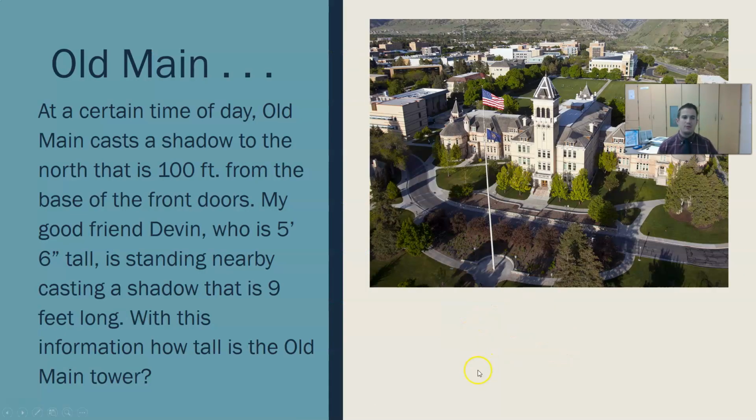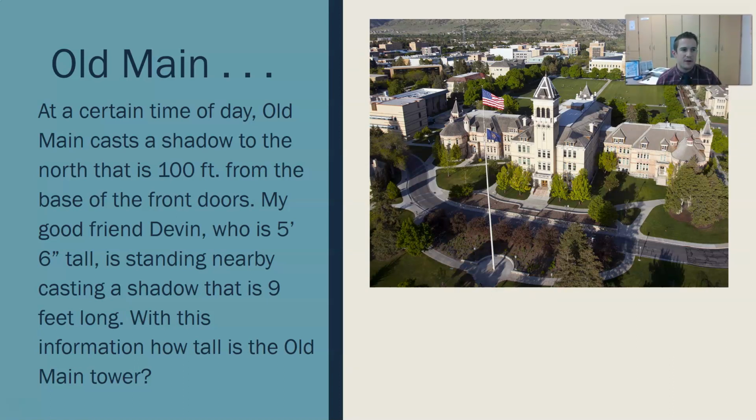Okay, last problem I want to show you. This is a problem that I kind of actually did. So anybody, if you're familiar with Old Main, up at USU campus in Logan, Utah, Old Main is one of these really old buildings on campus. It's the one with this A up on top. So at a certain time of day, Old Main casts a shadow to the north that is 100 feet from the base of the front doors.